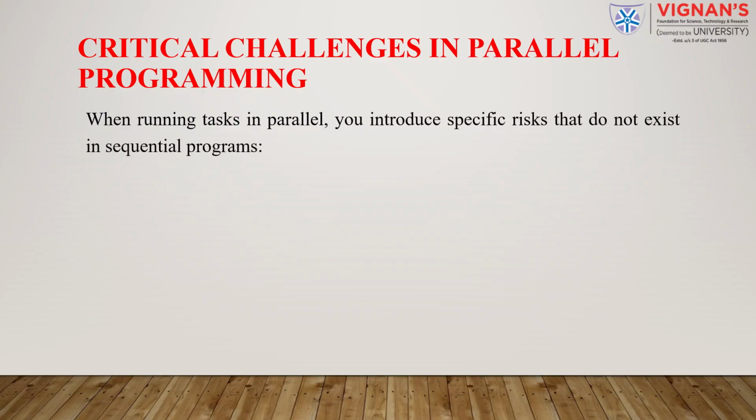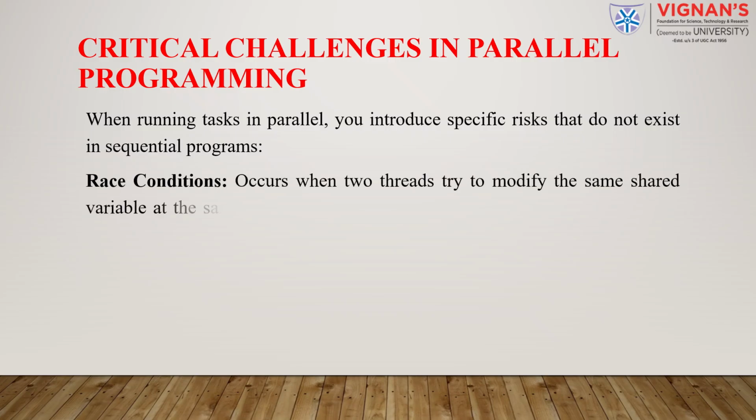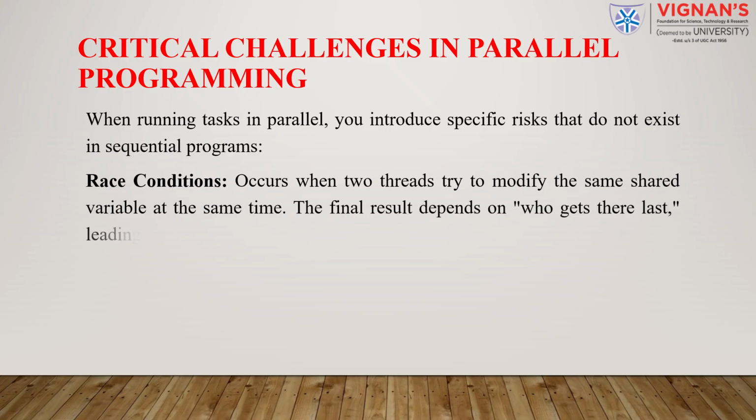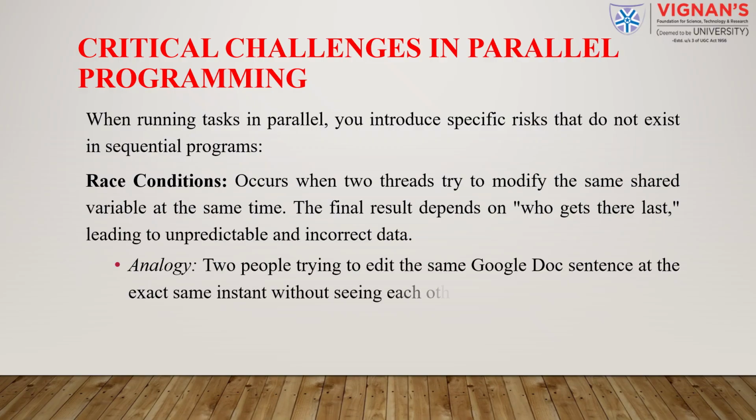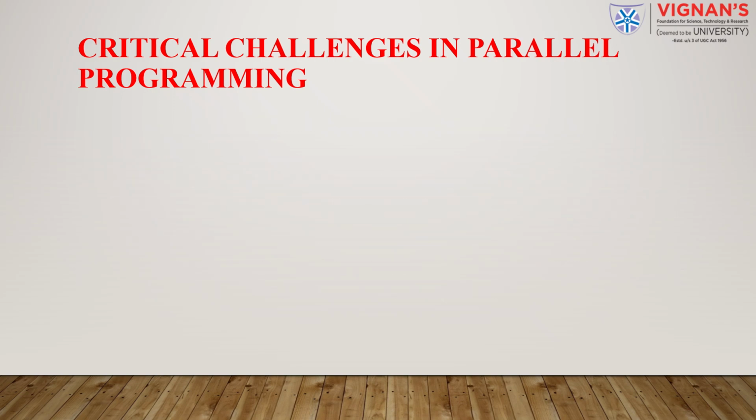The first major challenge is race conditions. This occurs when two threads try to modify the same shared variable at the same time. The final result depends on who gets there last, which leads to unpredictable and incorrect data. Think of the analogy of two people trying to edit the exact same sentence in a Google Doc at the exact same instant. If you don't see each other's cursor, you end up overwriting each other's work and the sentence becomes gibberish.